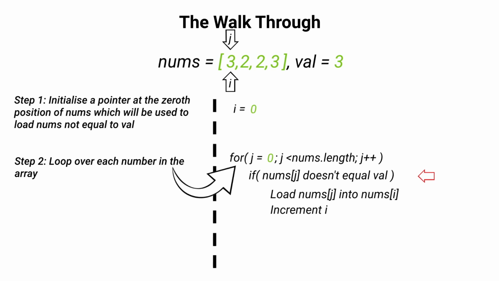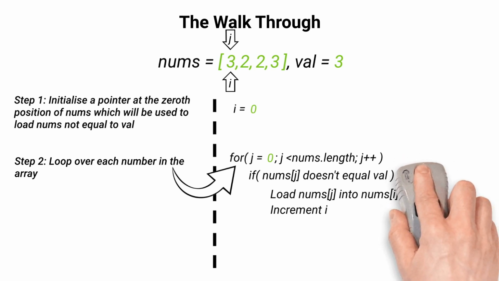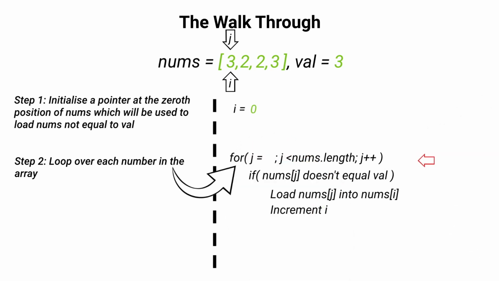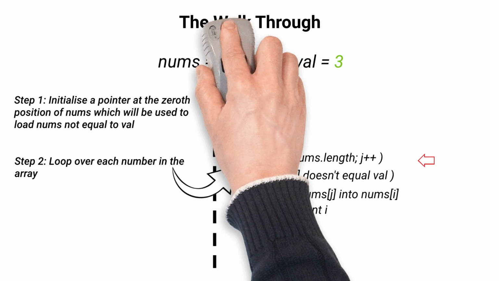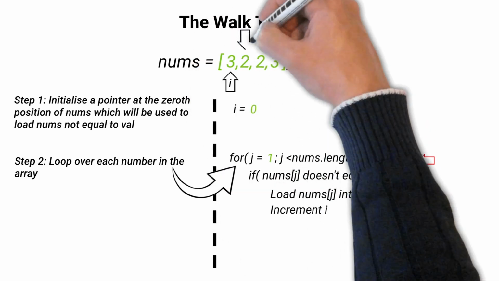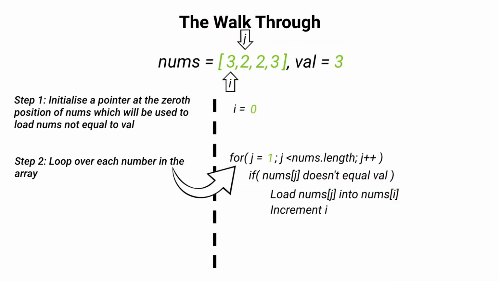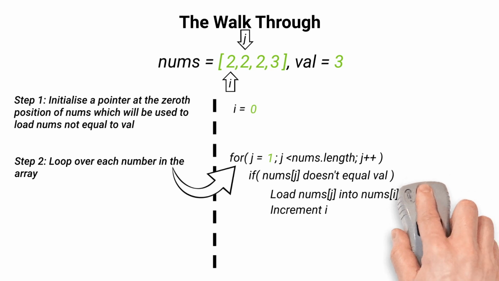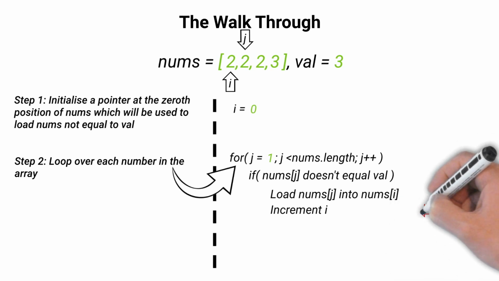So if nums j, which is 3, doesn't equal val, which it does, so we skip that. Next we increment j, that's equal to 1, and update the pointer. We check if nums j, which is 2, doesn't equal val, which is 3, which is correct. We then want to load nums j into nums i. So we can see nums j, which is 2, and we then want to replace the 3 where nums i is with the 2. We then increment the i pointer, so we'll move that along 1.